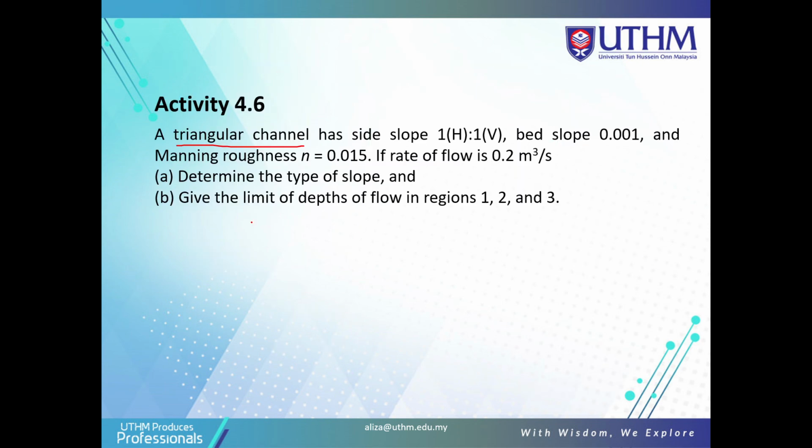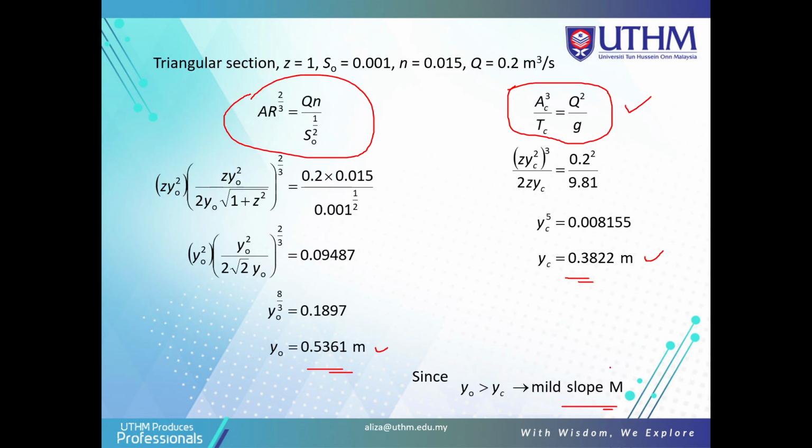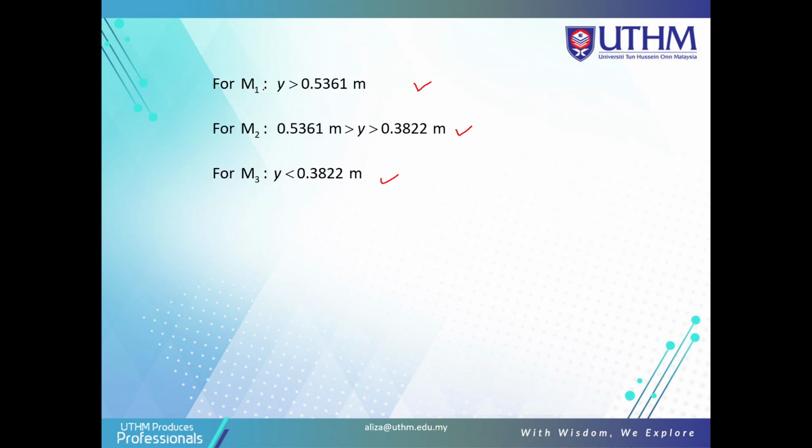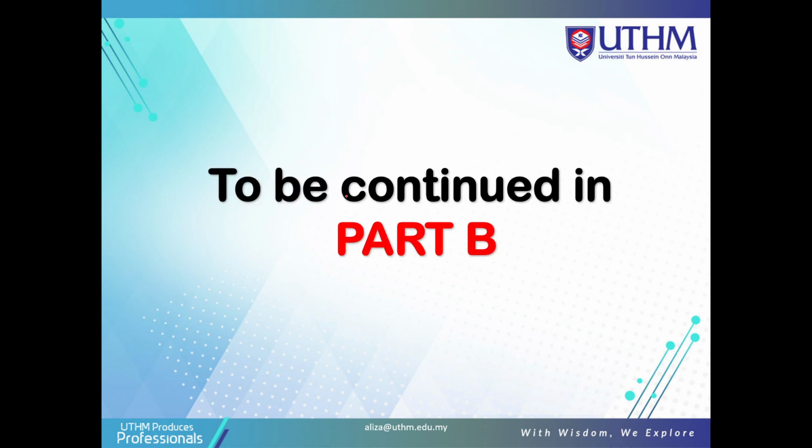Actually, this is to give the limit of depth, so you find regions 1, 2, and 3. After you get the mild slope, you just give the limits for M1, M2, and M3 based on this condition. That's all, to be continued in part B.